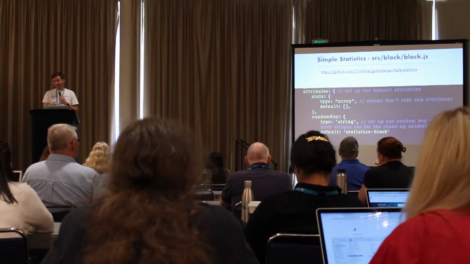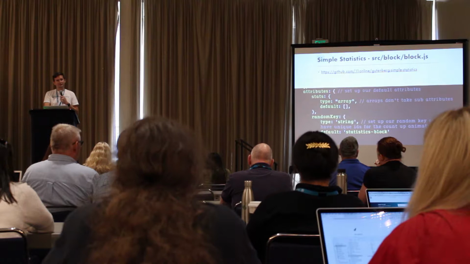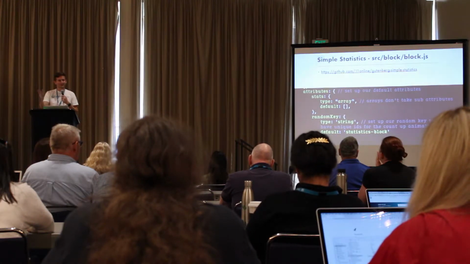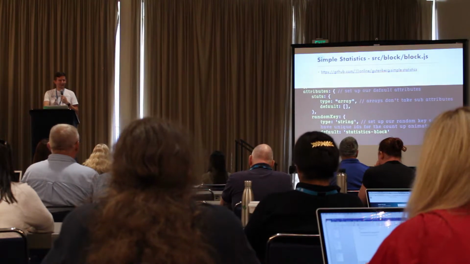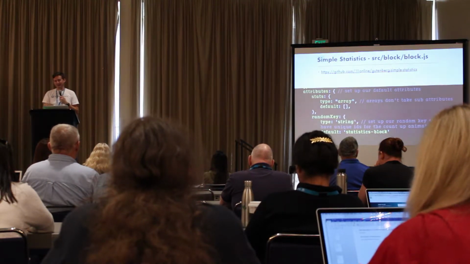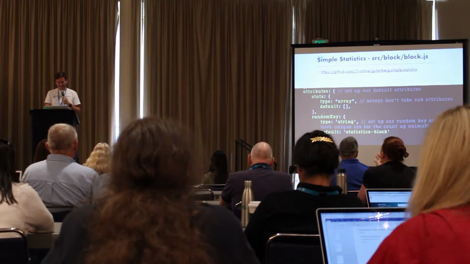Another thing about how Gutenberg works: if you set a default here, like doing something like Math.random so each one has a random key, it actually saves it and only does it once, so each one will have the same random key, so it's not really a random key.